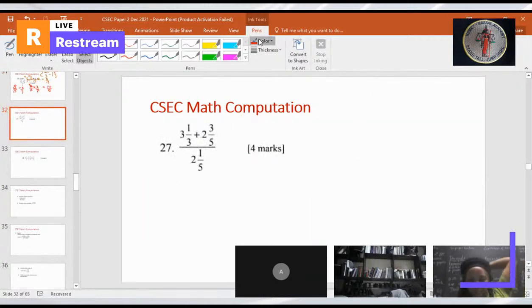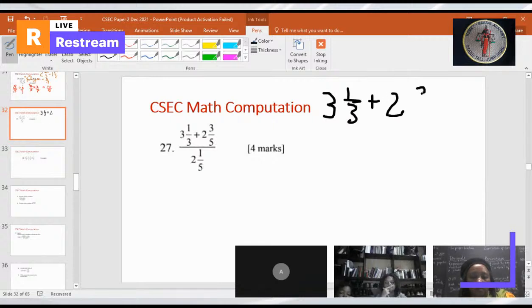Amari. Um, okay, miss. So miss, we're going to start by adding the numerator, miss. We're going to do the numerator first, miss. Miss, we're going to start by adding the whole numbers, miss. All right. So miss, 3 plus 2, miss, that is 5, miss.